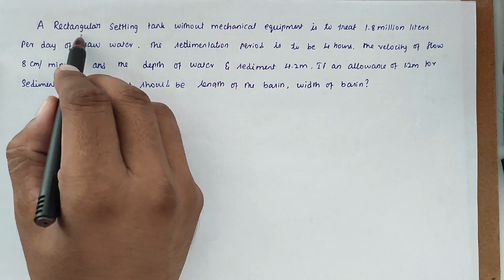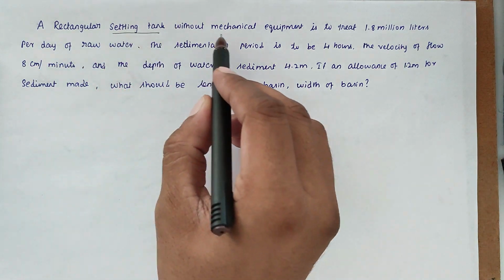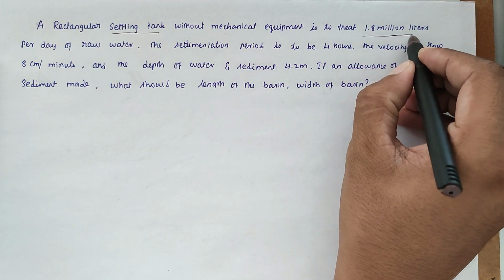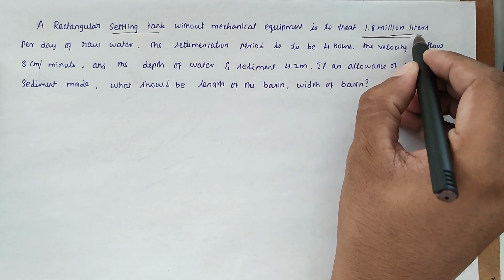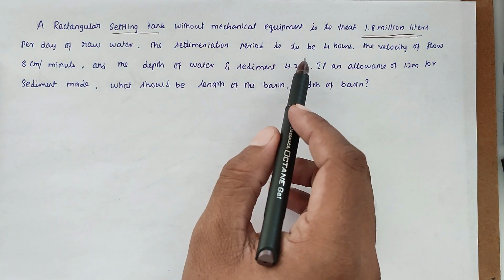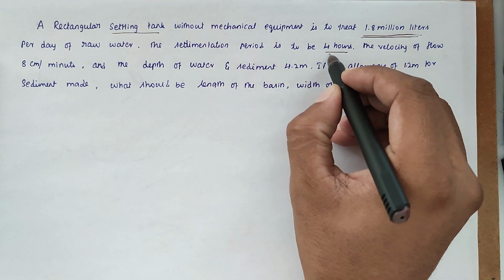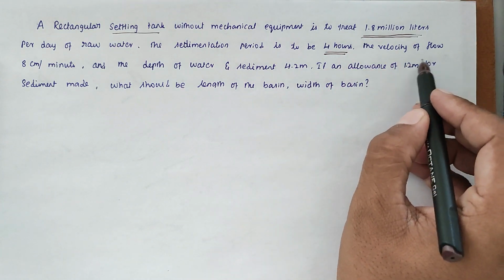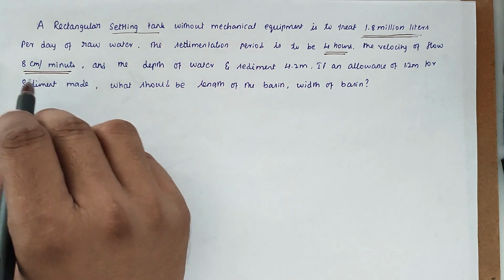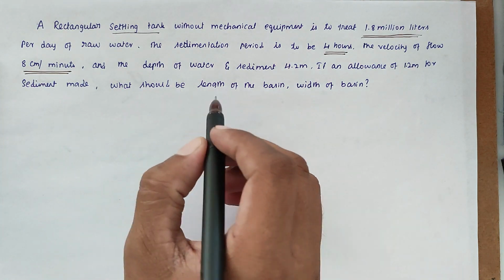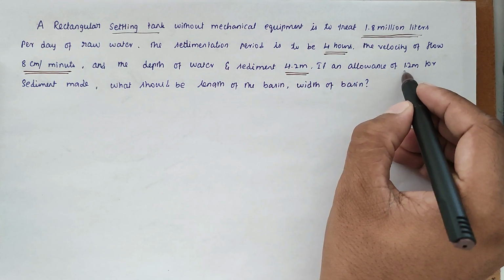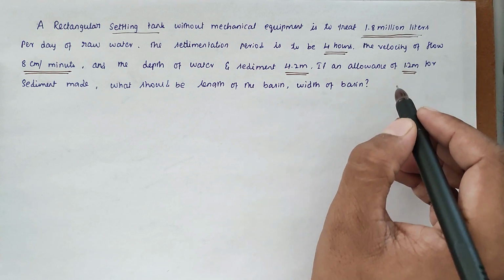So the problem is: a rectangular settling tank without mechanical equipment is to treat 1.8 million liters per day of raw water. The sedimentation period, that is the detention period, is 4 hours. The velocity of flow is 8 centimeter per minute, and the depth of water and sediment is 4.2 meter, if an allowance of 1.2 meter is made for the sediment.